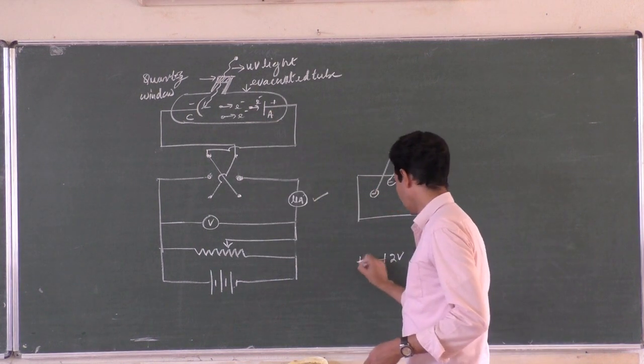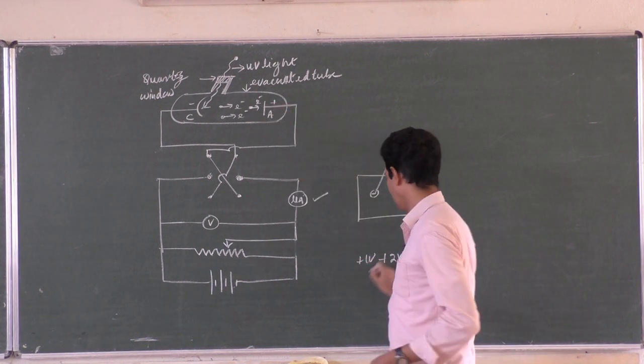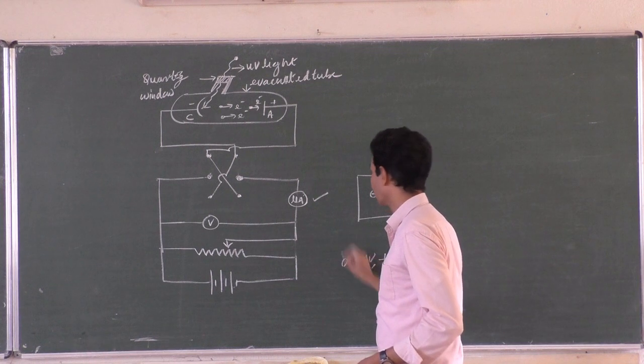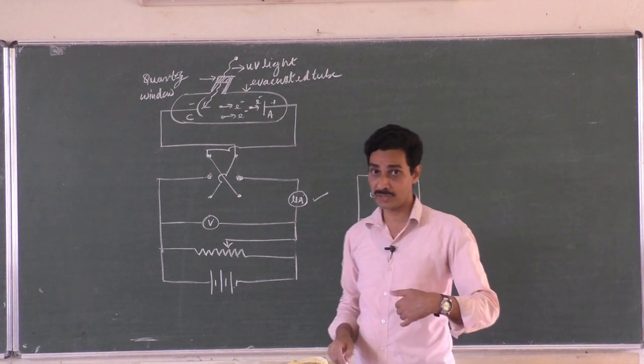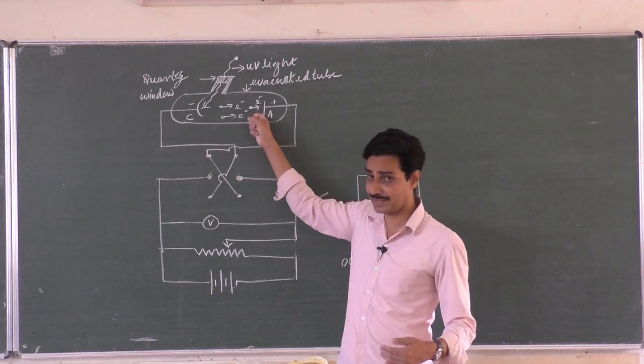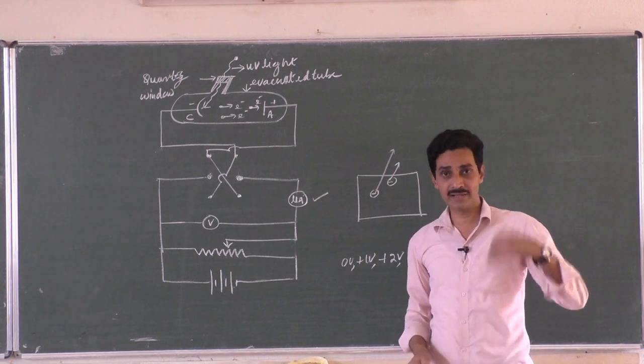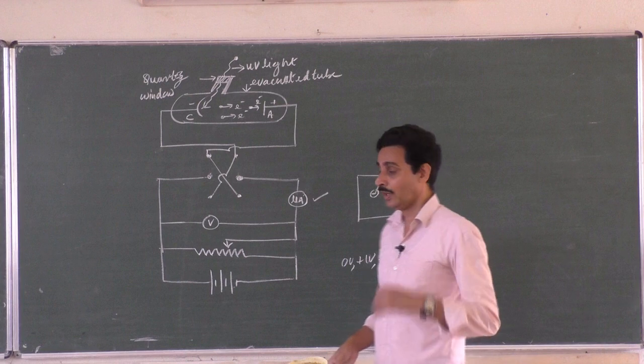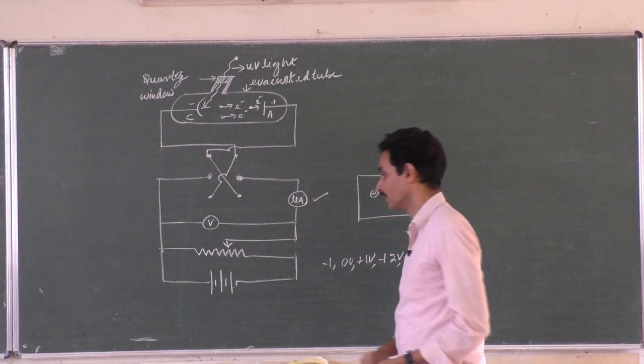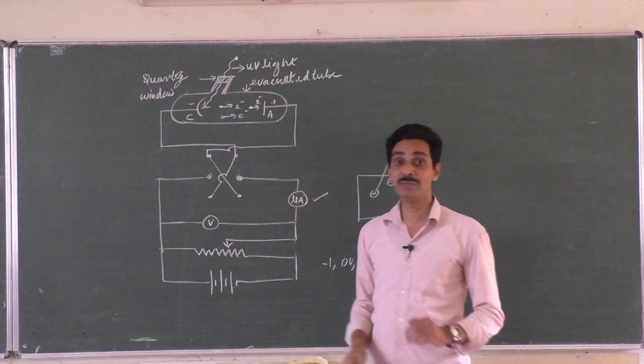When it is plus 1 volt, electrons can come here. When it is 0 volt, electrons can still come here because they have enough energy. Even though this is not attracting, when the potential is 0 volt, electrons have some energy themselves and they can reach this anode. When you give minus 1, some electrons can't reach. What do you mean by that?